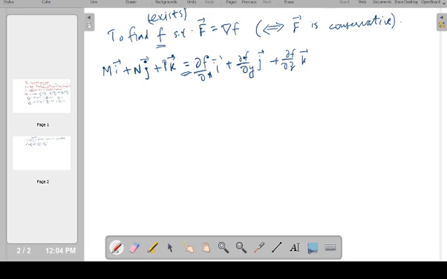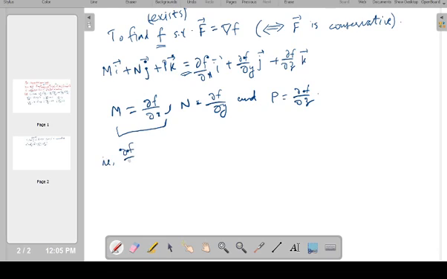So you have two vectors that are equal. That happens if and only if first components are equal, second components are equal, third components are equal. So M equal to dou f by dou x, N equal to dou f by dou y, and P equal to dou f by dou z. Fine. You want to find small f such that these three equations hold. Now look at the first equation.